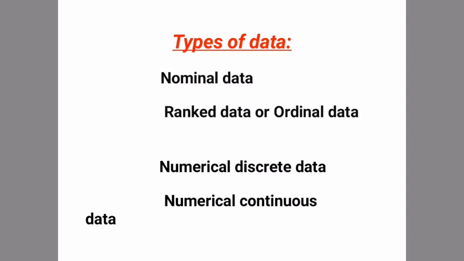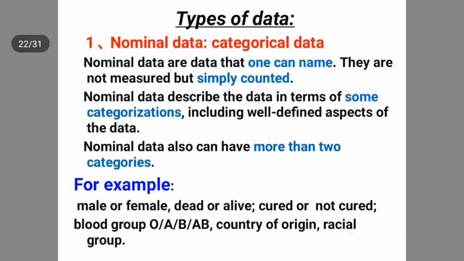So, now let's talk about the types of data in medical statistics. There are 4 types of data in statistics, including nominal data, ranked data or ordinal data, numerical discrete data, and numerical continuous data. There are 4 different types of data, but how to distinguish between those 4 types of data? Now, let's discuss one by one. The first is nominal data.